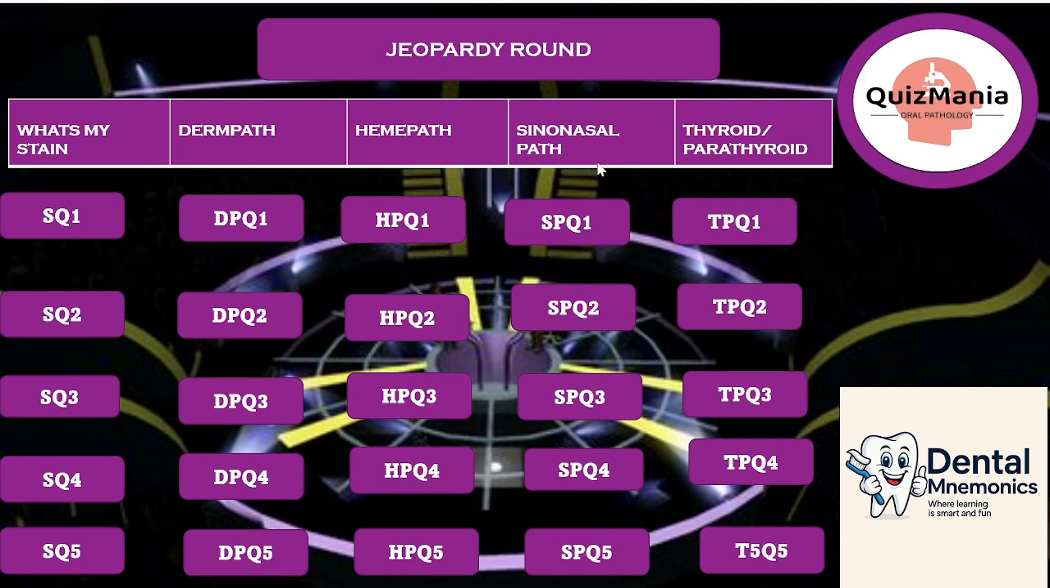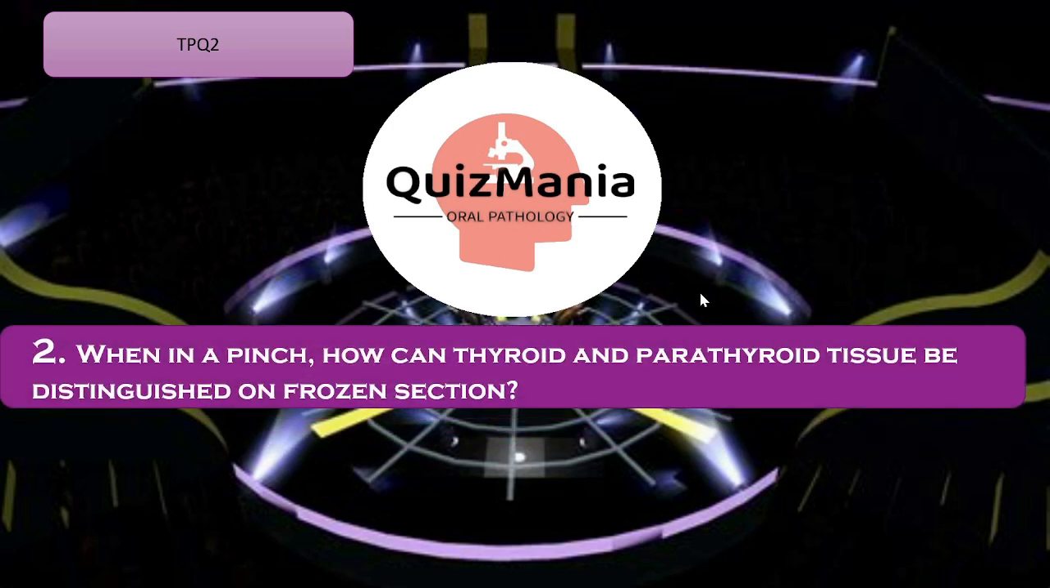So now we are in the second question related to thyroid or parathyroid tumors. And the question is, when in a pinch, how can thyroid and parathyroid tissue be distinguished on frozen section? I just want to know how we can differentiate the thyroid and parathyroid tissue on frozen sectioning. What's the main characteristic to determine it? I hope you have noted the answer. So let's reveal our answer.